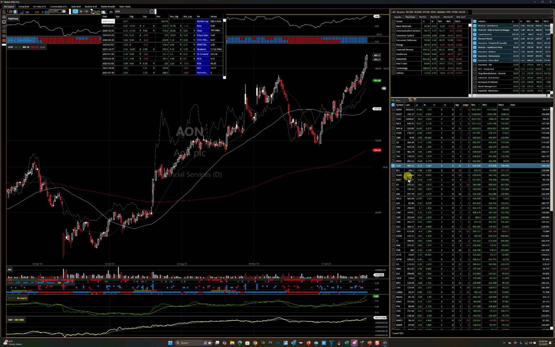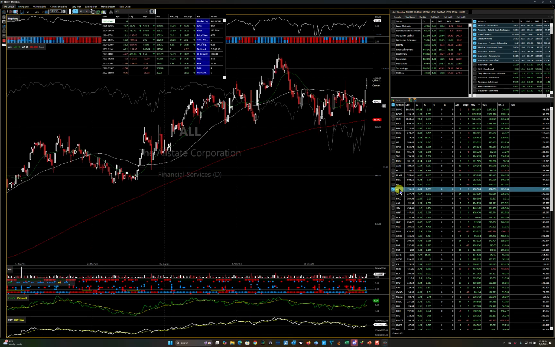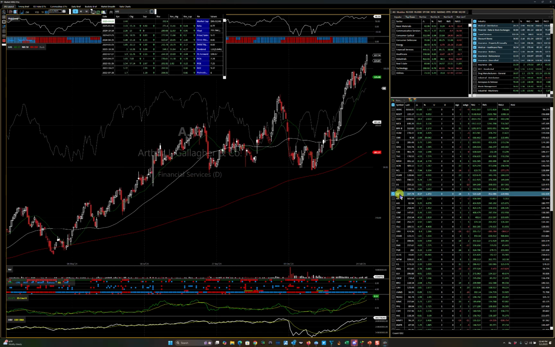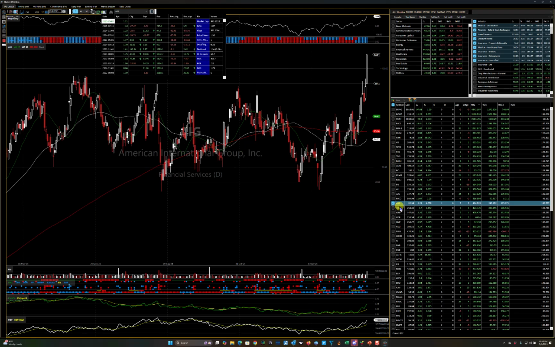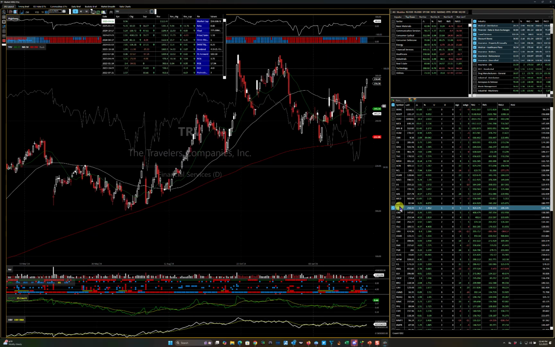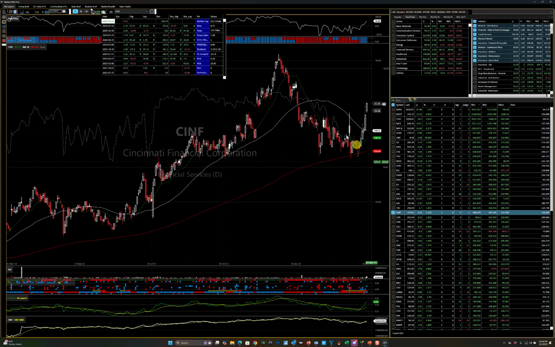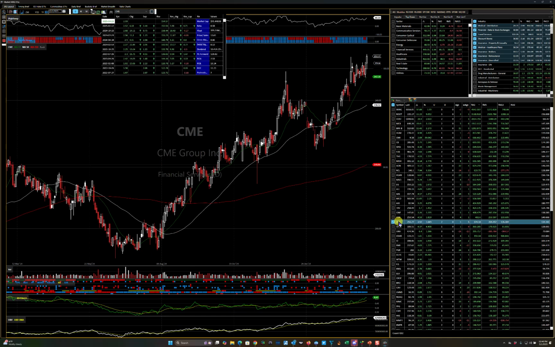In fact, let's see what else we got here. Allstate, pullback, broke out on Thursday. Another big move on Friday. Look at the relative strength versus the spider. AIG, or is this AJG? Arthur Gallagher, insurance broker, breaking out. Here's AIG. Travelers, breaking out, not yet. Cincinnati Financial. So insurance companies are hot, as are the indices.